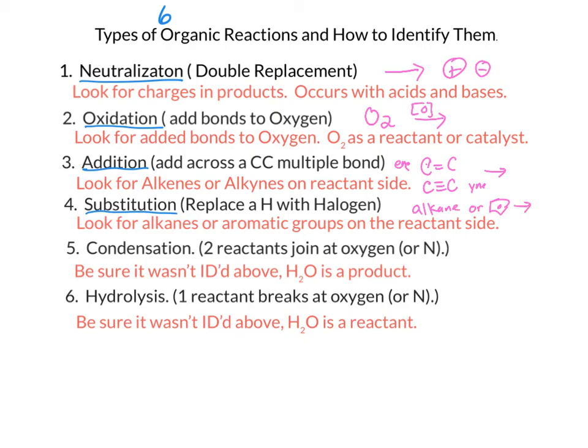Number 4 is a substitution reaction, where we'll be looking for alkanes or aromatic compounds on the reactant side of the equation. And number 5 and 6 are related to each other in that they are both looking for water either on the product side or the reactant side. Because these two don't have a great identifier, we have to make sure that it is not one of the previous 4 reactions before we look at these two. So if we find water on the product side, we know that it is a condensation reaction, or if we find it on the reactant side, it is breaking the chemical apart and it is a hydrolysis reaction.